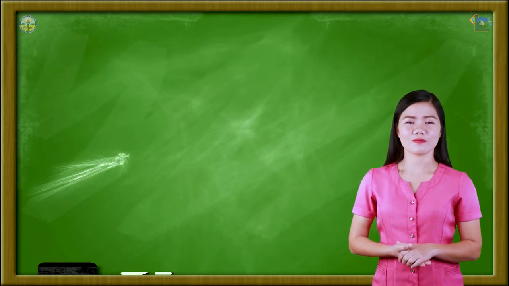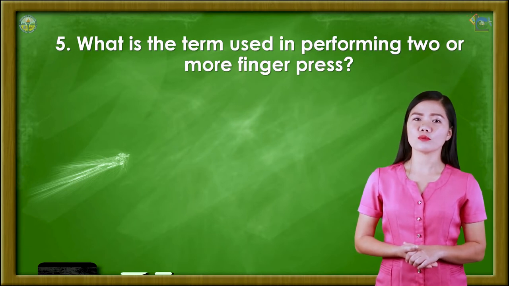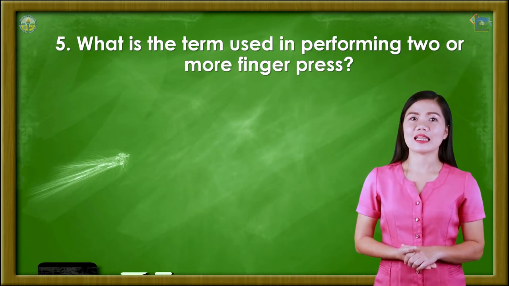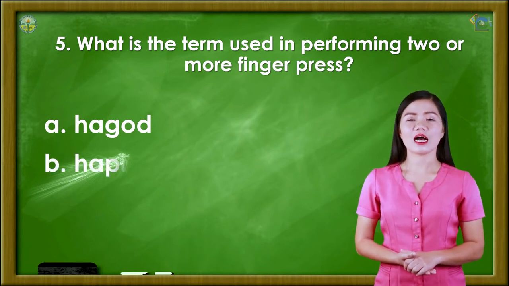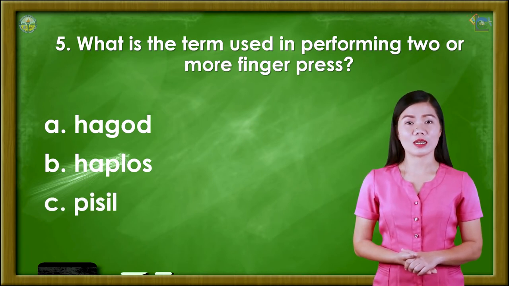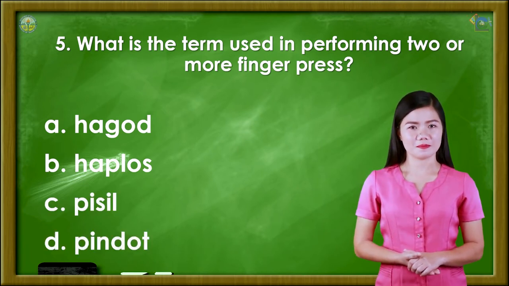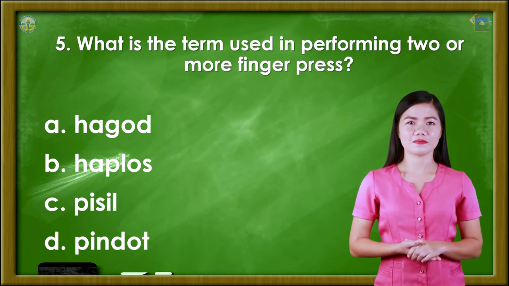Number 5. What is the term used in performing two or more finger press? Letter A, hagod. Letter B, haplos. Letter C, pisil. Or letter D, pindot. Thank you so much for your zealous effort answering the pretest. Such a good start!